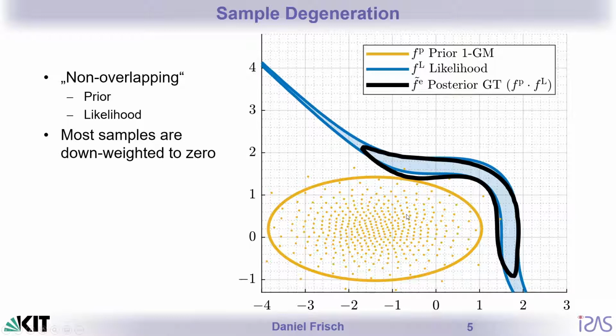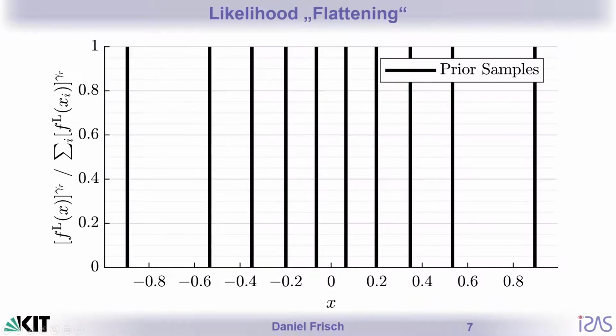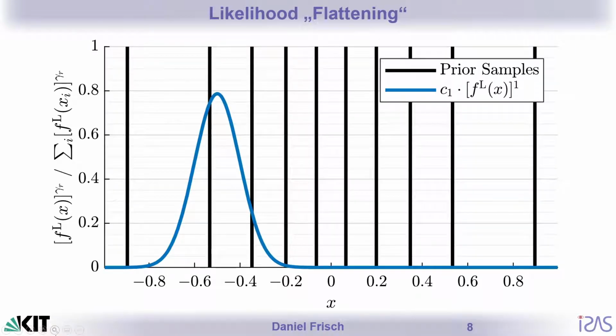But in this example we can see that most samples would be reweighted by 0, so much information gets lost and we have to expect a bad filter result for this naive approach. Let's look into this sample degeneration problem and see how we can deal with it. So these vertical black lines are our sample locations. This is our original likelihood, and we can see the problem is that the likelihood is too steep. These samples here on the right are basically reweighted by 0.